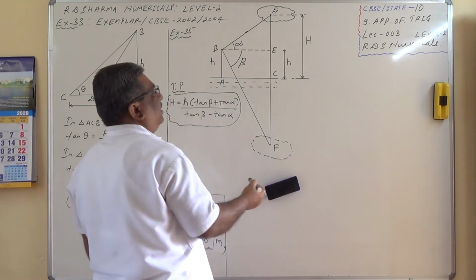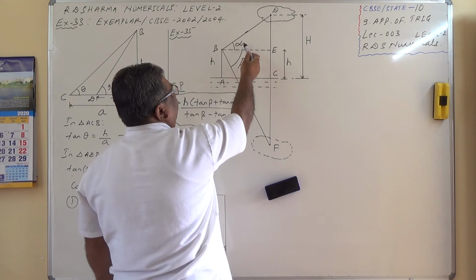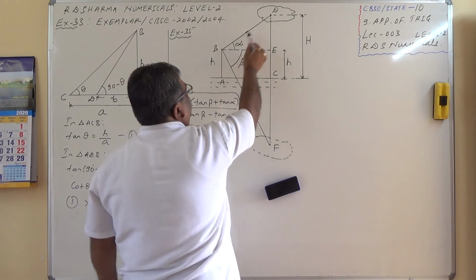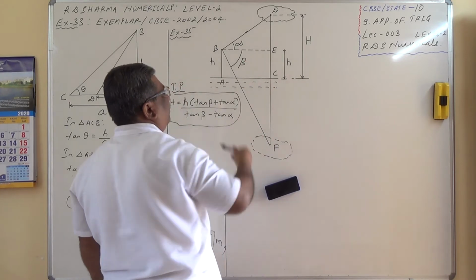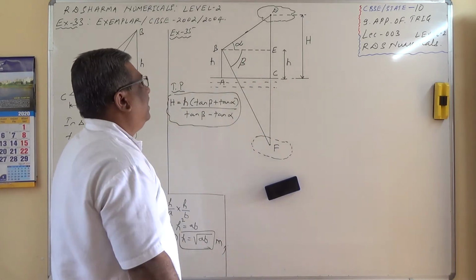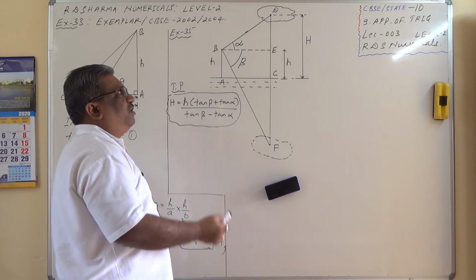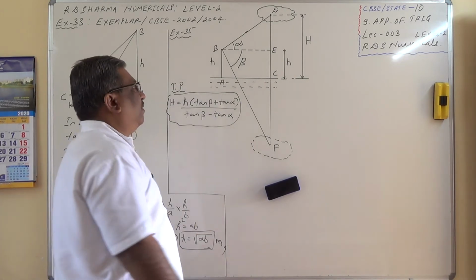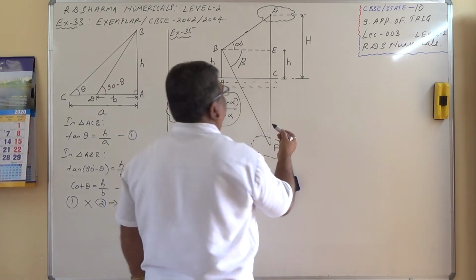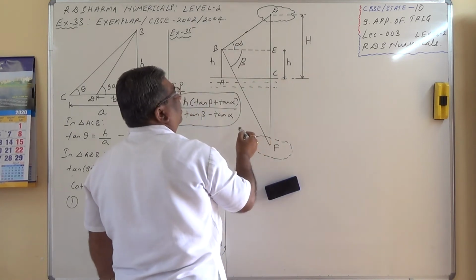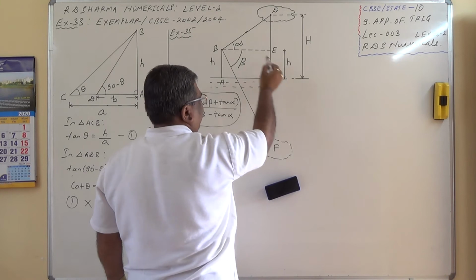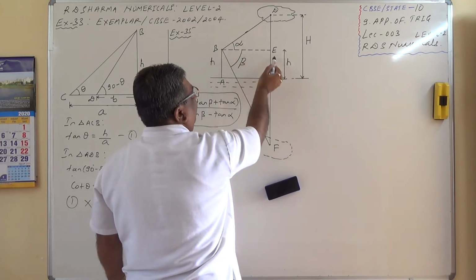So there are two triangles here, alpha and beta. You can observe in this triangle alpha is there and in this triangle beta is there. By taking tan ratios in both the triangles, we should be able to prove, isn't it? Now, very important thing here is in triangle BED and in triangle BEF, BE is common.